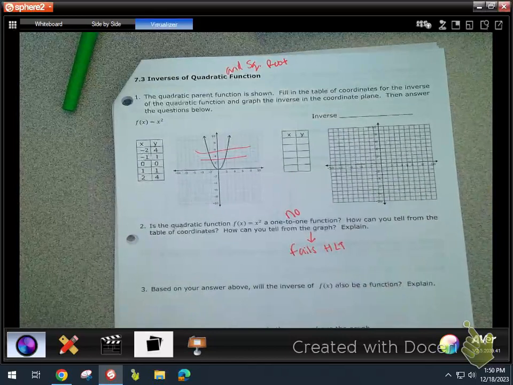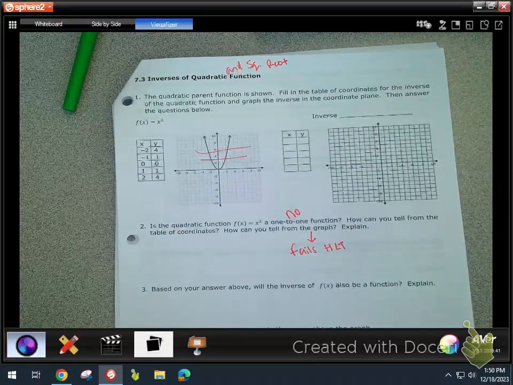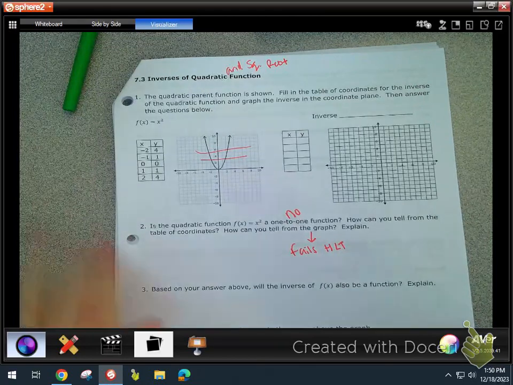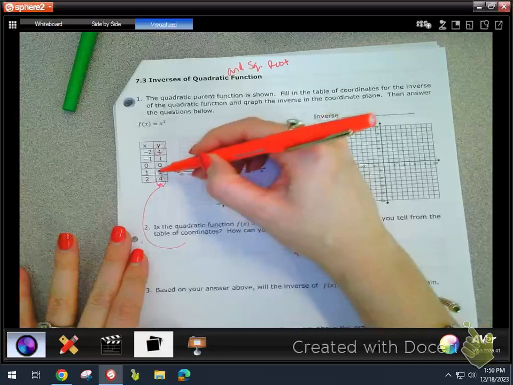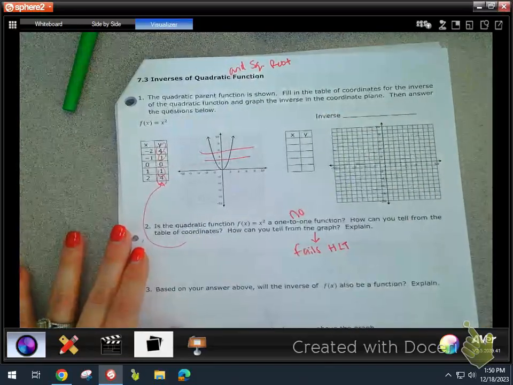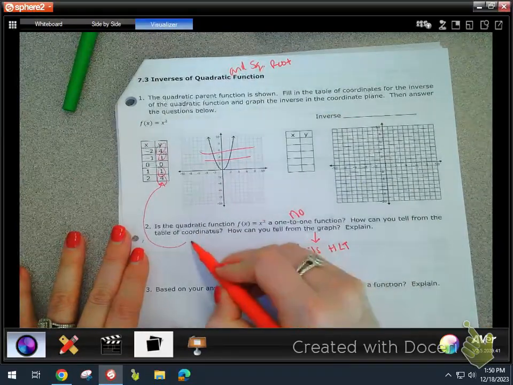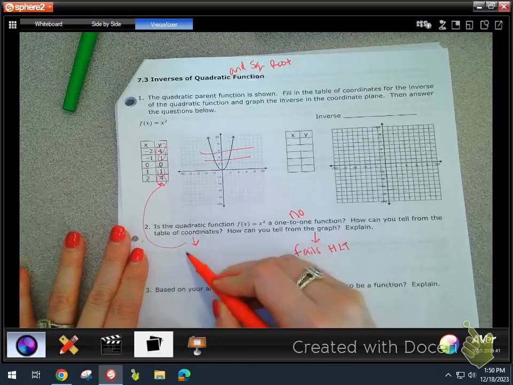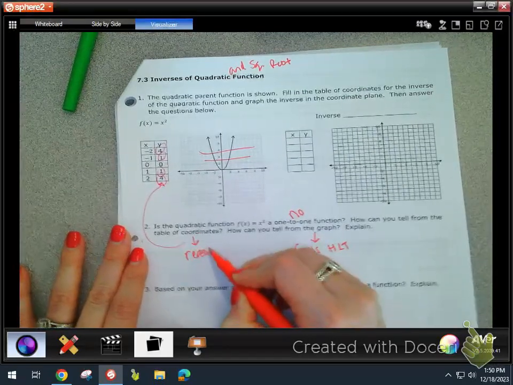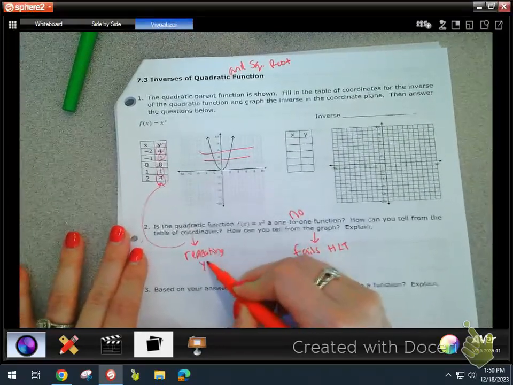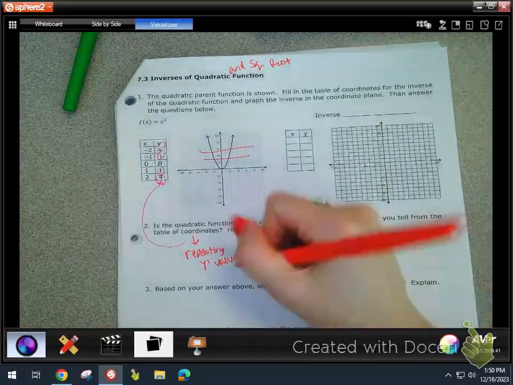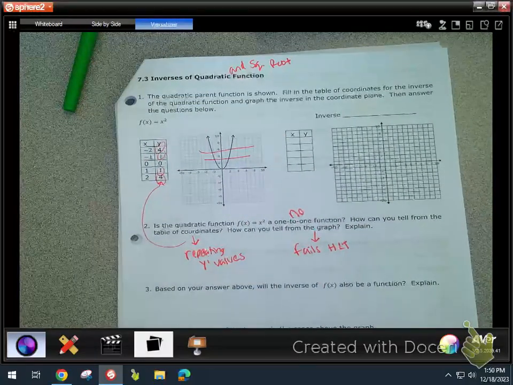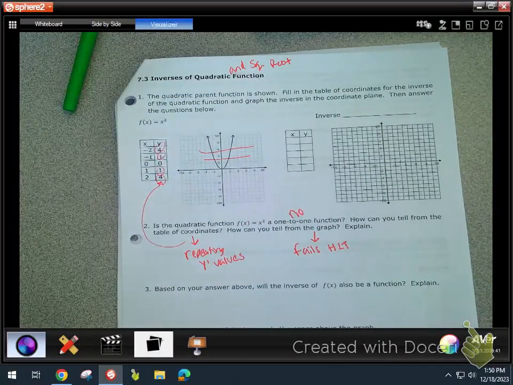It is not one-to-one. From the graph, again, we can see that it fails the horizontal line test. But really what that horizontal line test tells us, to be a function, x cannot repeat. To be a one-to-one function, y cannot repeat. So when you look at the table right here, what do you notice about these y values? They're repeating. Okay, so that's how we can tell why it is not. From the coordinates, we have repeating y values. It is still a function because the x values do not repeat. But the problem that makes it not one-to-one is because the y values will repeat.